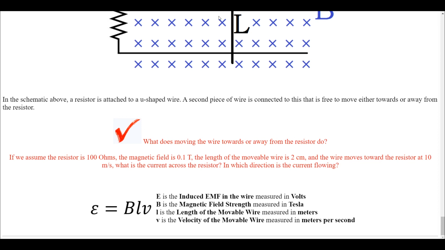Let's try to find the current through that resistor and then see if you can use Lenz's law to figure out the direction that the current's flowing in. You do have a 50-50 chance.